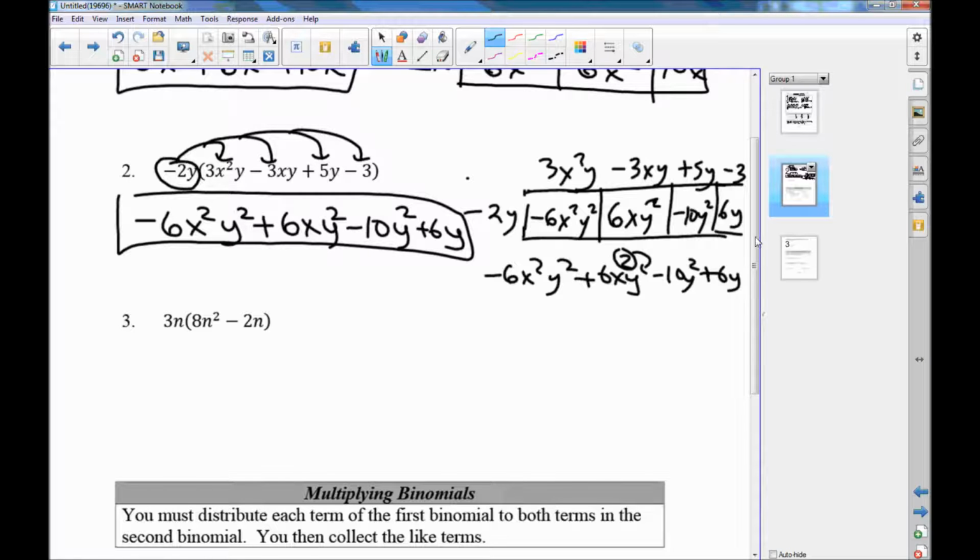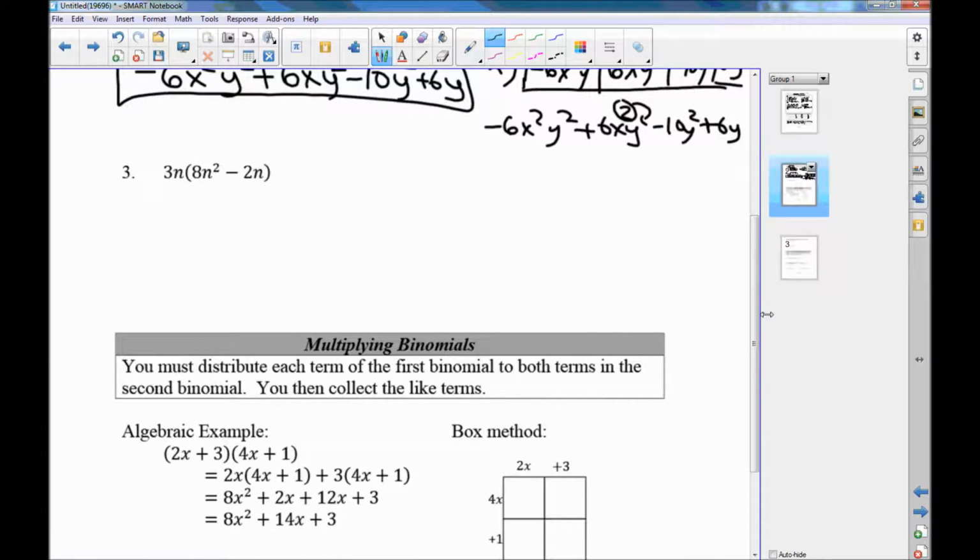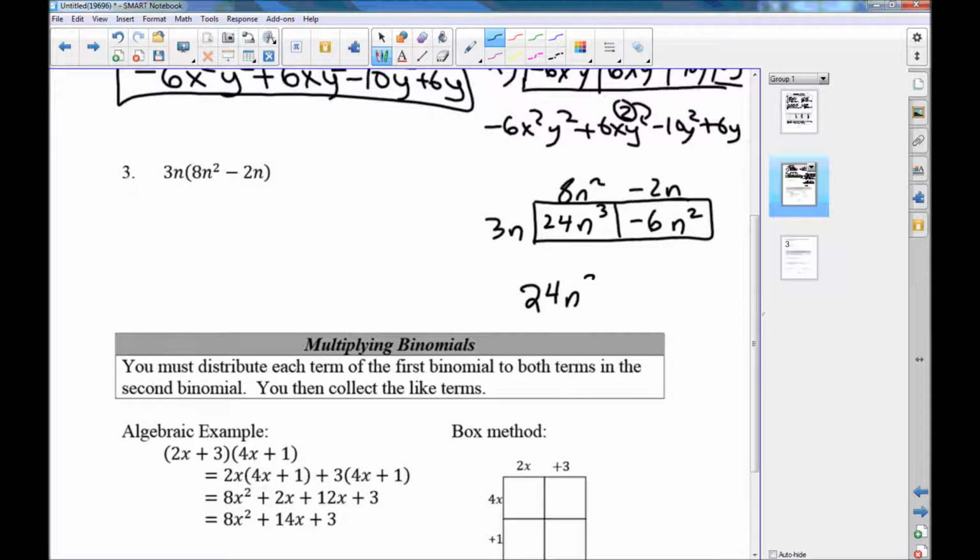All right, number 3. 3n times 8n squared minus 2n. So 3n here. Up here we have 8n squared minus 2n. Let's figure out our box. So 3n times 8n squared. 3 times 8 is 24. And then n times n squared is n cubed. 3n times negative 2n. So 3 times negative 2 makes negative 6. N times n is n squared. So our final answer is 24n cubed minus 6n squared.